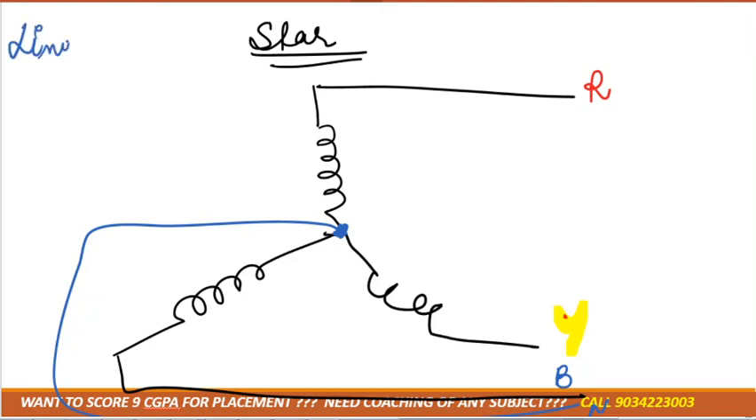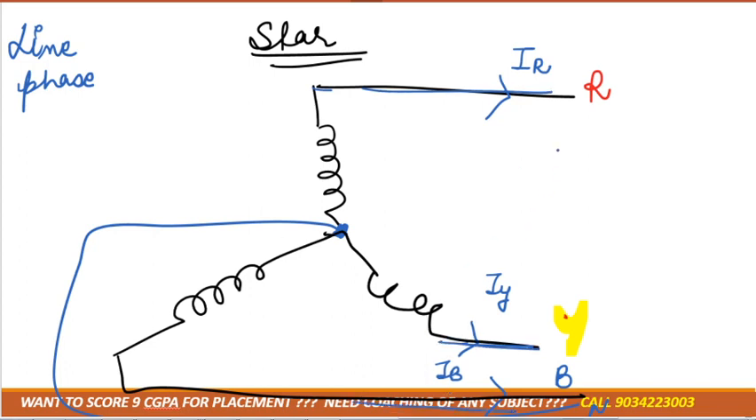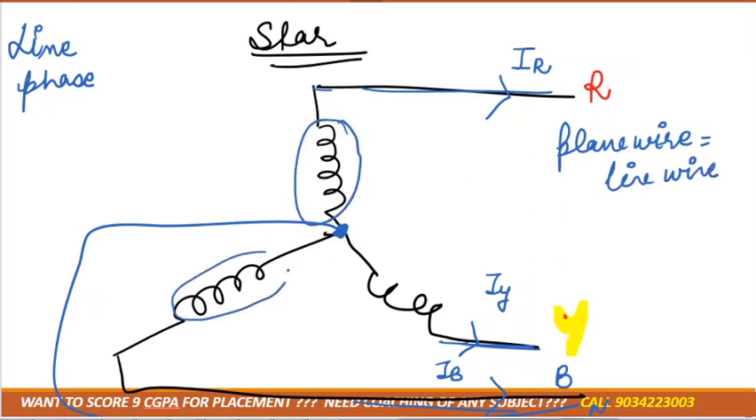Now the question is what exactly is line and what exactly is phase. If there is a plain wire, then that can be considered as a line. Suppose in this wire, how much current is flowing? IR. In this, IY. And in this, IB. So can we say that the currents flowing in the plain wire are the line currents? Plain wire or line wire, one and the same thing. Next, wherever these windings are, that is technically known as phase. In our language we call it a winding, but technically it is known as phase. So the current flowing in the winding would be the phase current, correct?